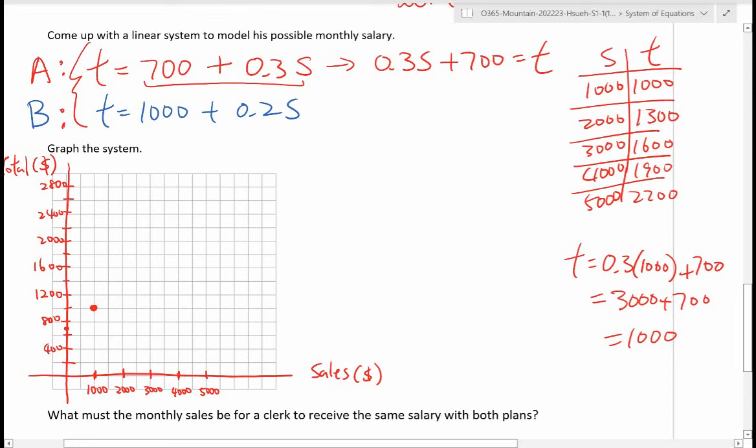Okay, so I'm gonna plot all these points, and then I'll make a line out of that. So 2,000 is 1,300. 1,300 is right here. And then 1,600, when I sell $3,000, that's right here. 1,900 is right here. Finally, 2,200 is right here. Now, because it's money, we consider money a continuous variable as well, so we're going to join the points.